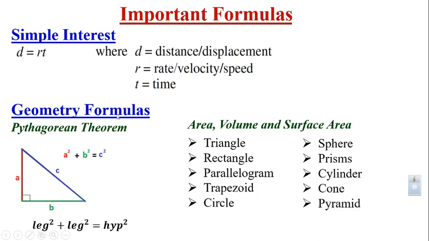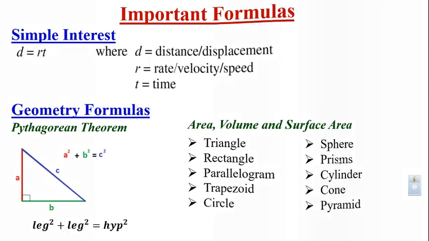And of course, you should also know geometry formulas like the Pythagorean theorem. Leg squared plus leg squared is equal to the square of the hypotenuse. You should know areas, volumes, and surface areas of basic shapes, areas of triangles, rectangles, parallelogram, trapezoid, circle, square. You should know the volume of a sphere, prisms, the cylinder, the cone, pyramid, and for some of these you should also know the surface area.